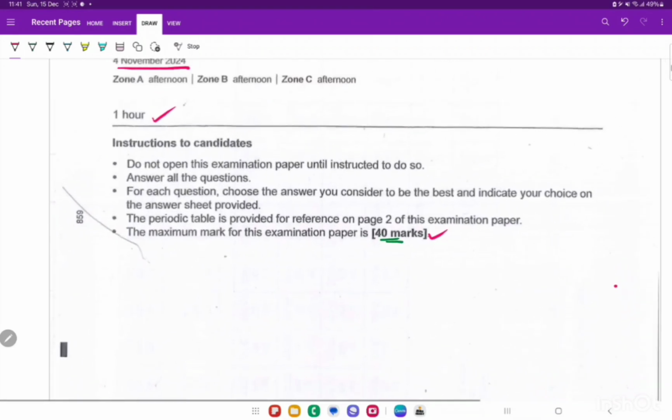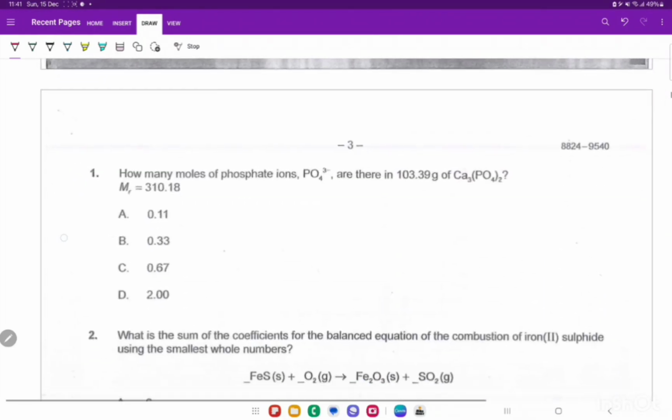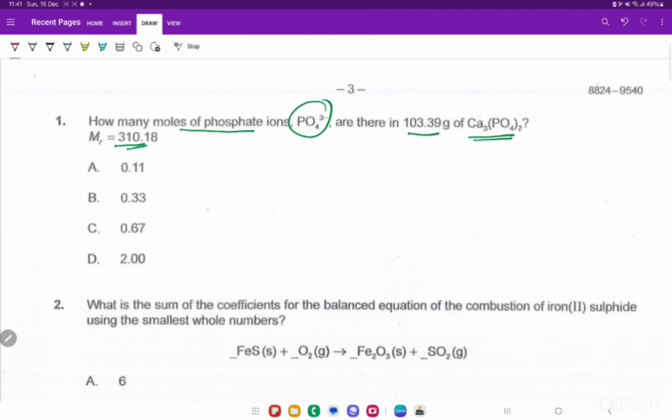Now we are going to start with question number 1, which is as usual the question on mole concept. It always comes. The question is, how many moles of phosphate ions, PO4 3 minus, are there in 103.39 grams of calcium phosphate, whose molar mass is 310.19? They're asking us the moles of phosphate ions, and the mass and molar mass of calcium phosphate are given. So first I'll find the moles of Ca3(PO4)2.